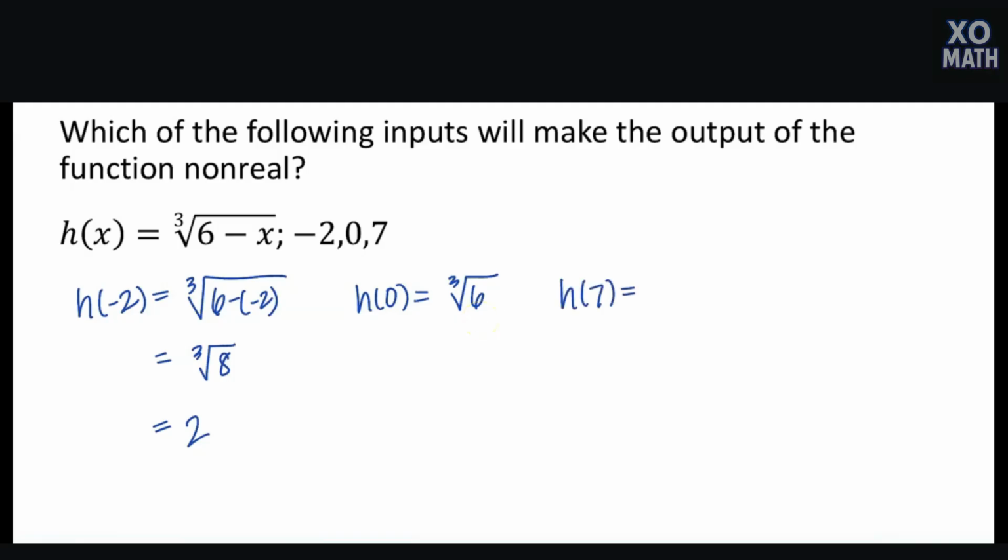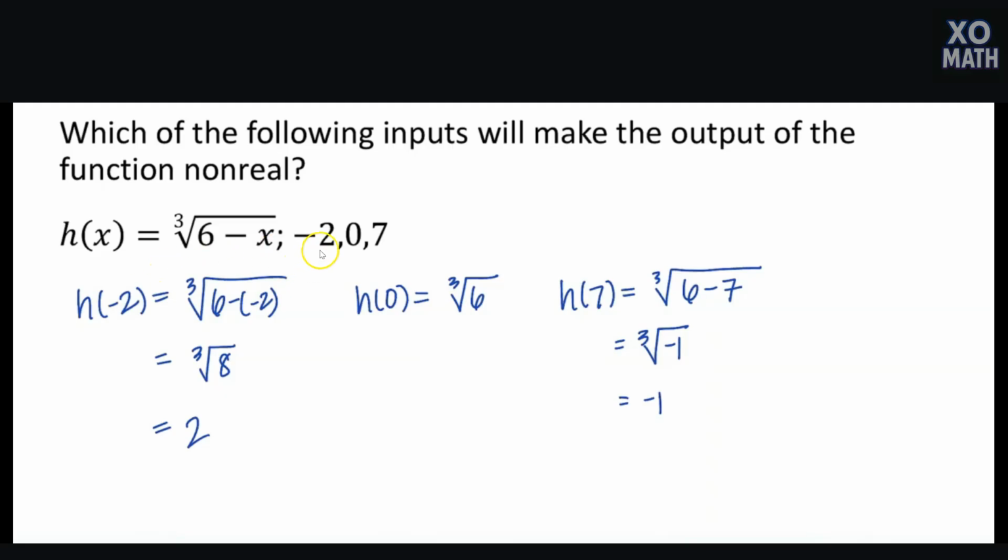And now h of 7, the cube root of 6 minus 7, well, that's the cube root of -1. I have a negative underneath an odd root here. But there is a number that I would multiply to itself 3 times to get -1. That is -1. We can have negatives underneath an odd root because when you multiply an odd number of negatives together, we get a negative value. So to reiterate here, the answer is none. There are no inputs that will make the output non-real.